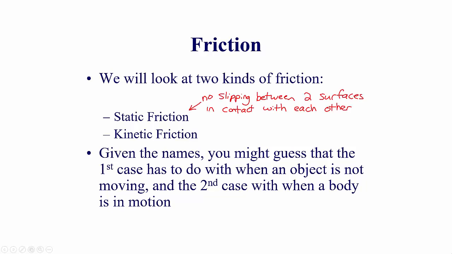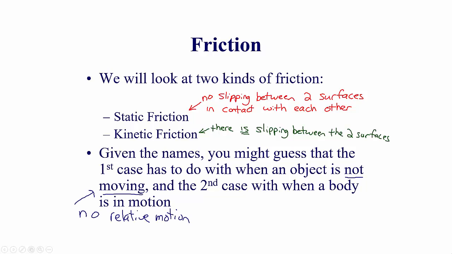Static friction is when there's no slipping between the two surfaces that are in contact with each other. Kinetic friction is when there is slipping between the two surfaces. The one object is sliding across the other object. Again, when people first see the names, static friction makes them think that the object is not moving. That's not exactly true. It's that there's no slipping between the two surfaces that are in contact. There's no relative motion between the surfaces that are in contact with each other.